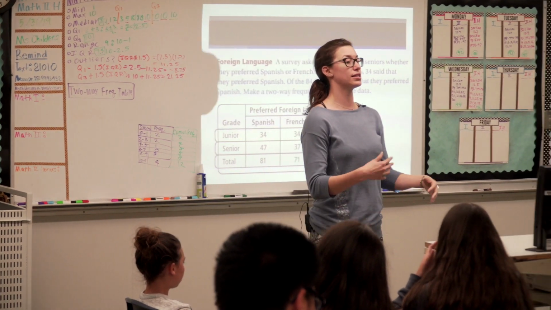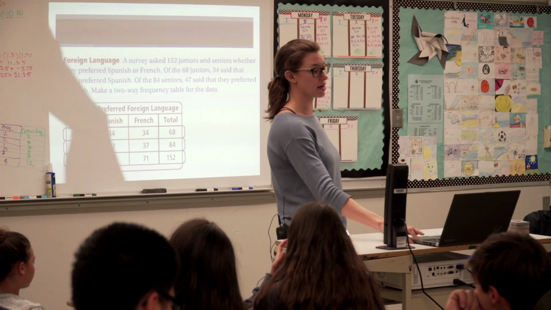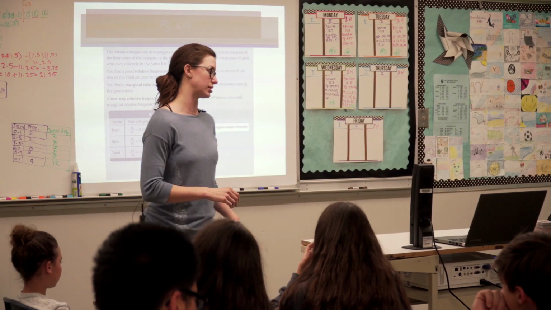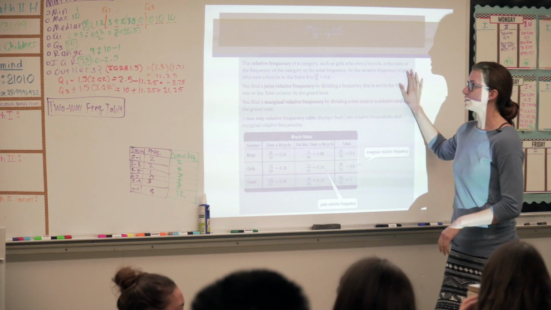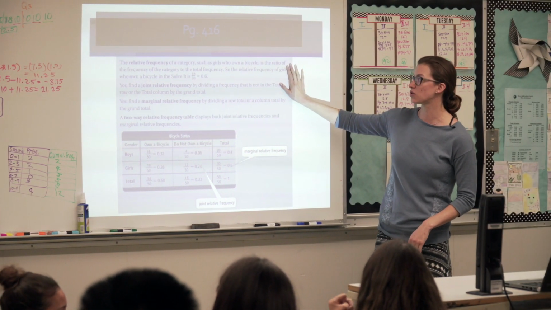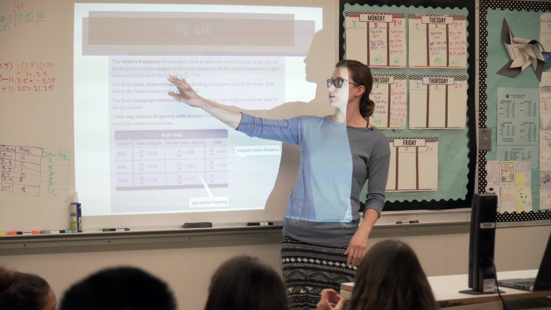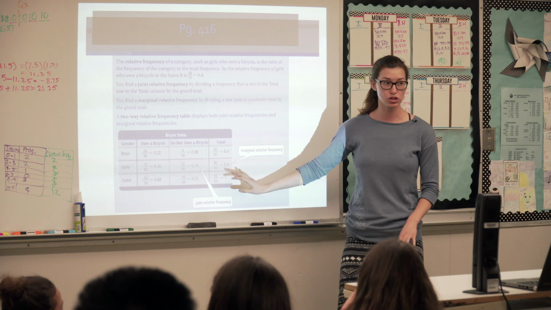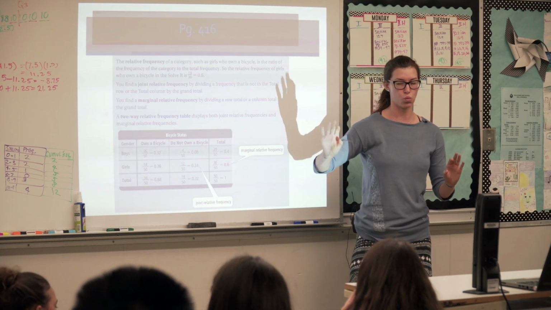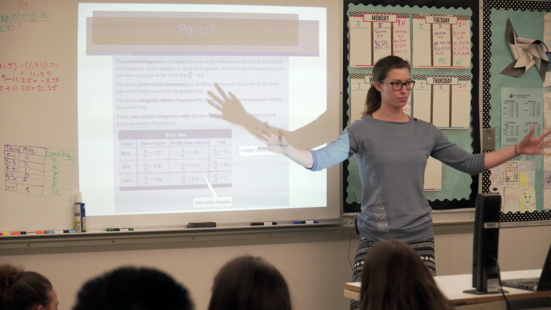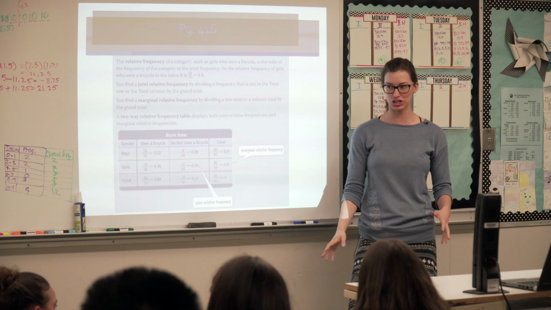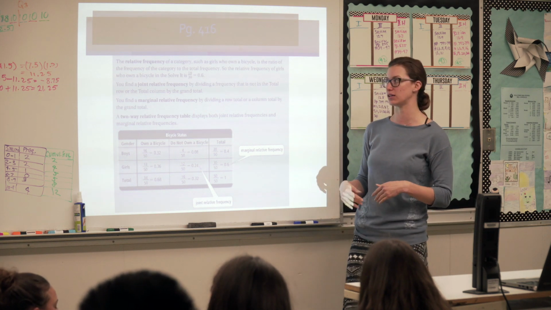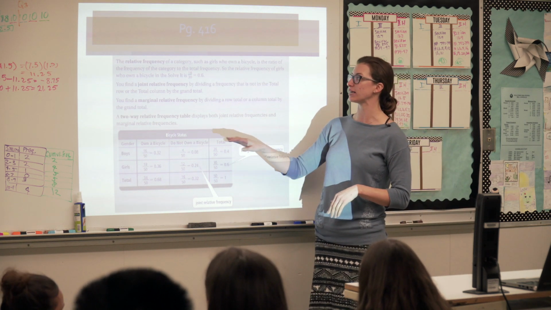Today you're going to do basically the same thing, except we're not going to talk about numbers, we're going to talk about percentages. So the relative frequency of a category, such as girls who own a bicycle, is the ratio of the frequency of the category and the total frequency. So your totals should all be the same. What is the total of your project? 40. Good, it should have been 40. If you didn't miss anyone, like you shouldn't have, you should have 40.